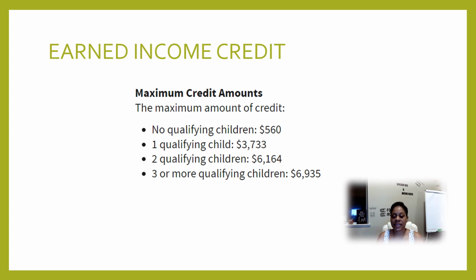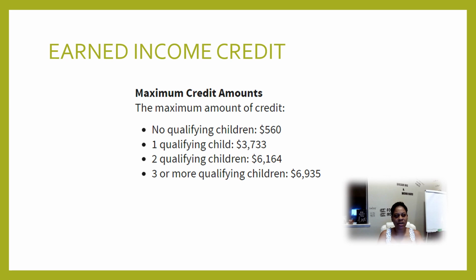So let's look at the earned income credit. The maximum credit is $6,935. That's if you have 3 kids. And so the way that this credit works is, the more you make, number one, it phases out after 53,000. 3 kids and 53,000, you get no earned income credit.